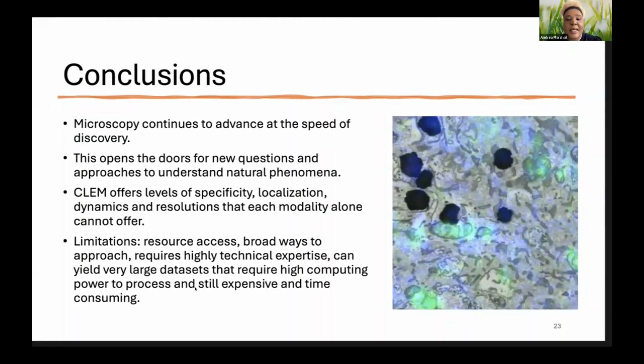And then the data that is generated from this type of technique is very large. So it requires a high computing output as well as high memory. And it is still expensive and it is still time consuming.